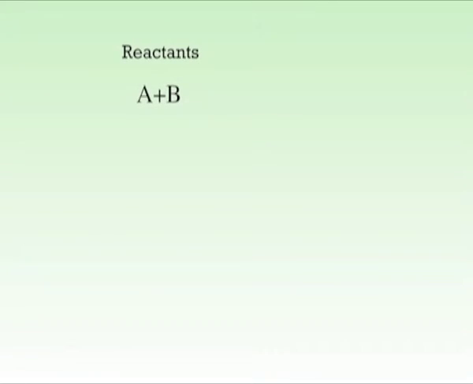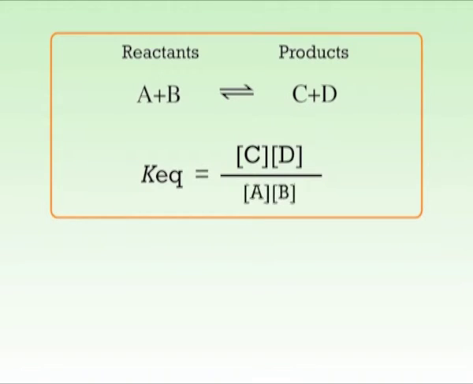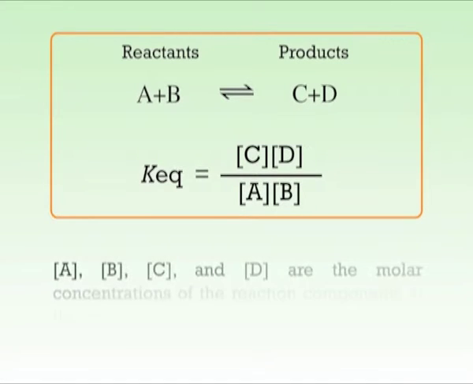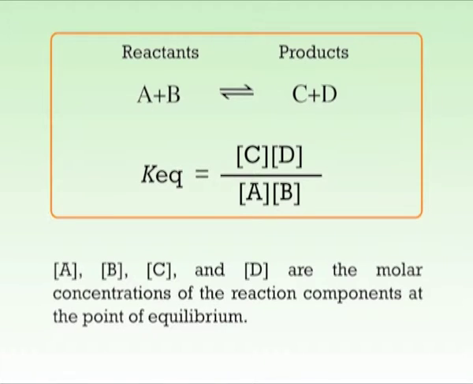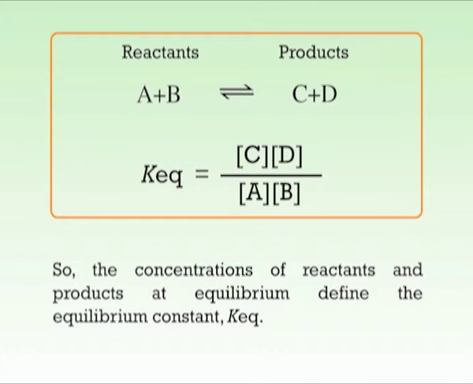Let us consider a reaction where A plus B is converted to C plus D. In this reaction, the equilibrium constant is given by Keq equals the concentration of C times the concentration of D divided by the concentrations of A and B, where A, B, C and D in square brackets are the molar concentrations of the reaction components at the point of equilibrium. So, the concentrations of reactants and products at equilibrium define the equilibrium constant, which is Keq.